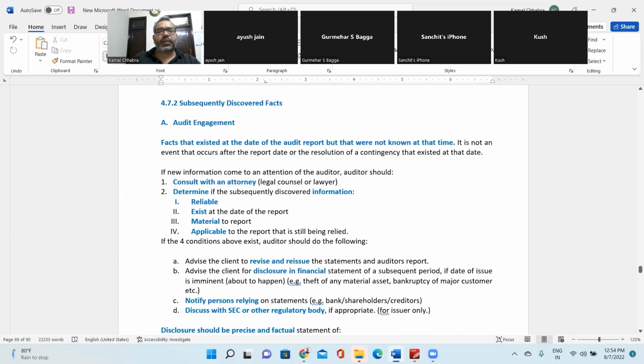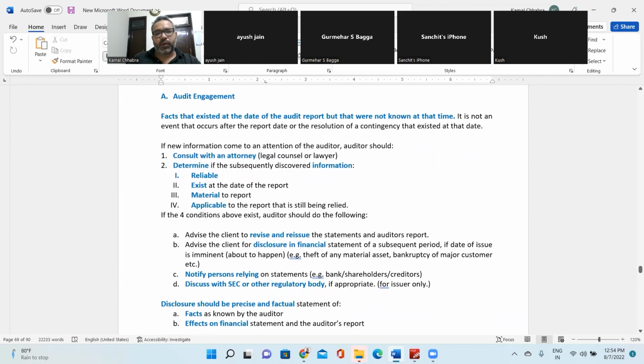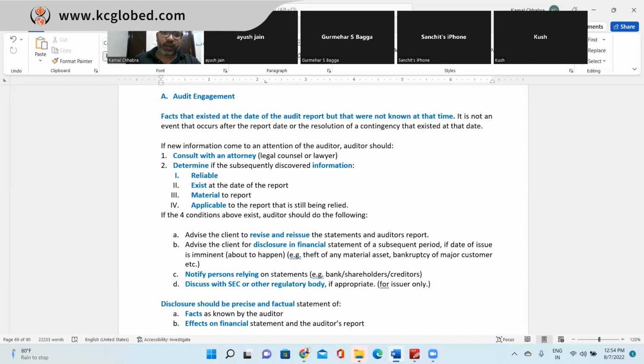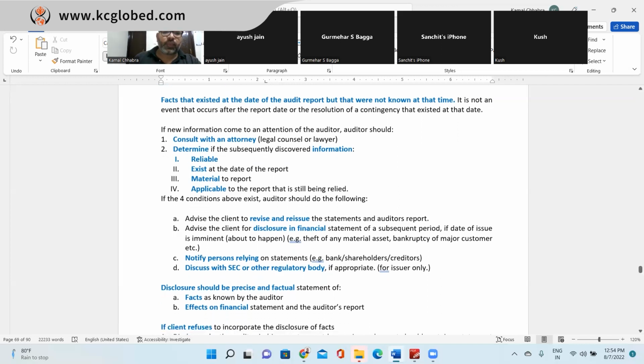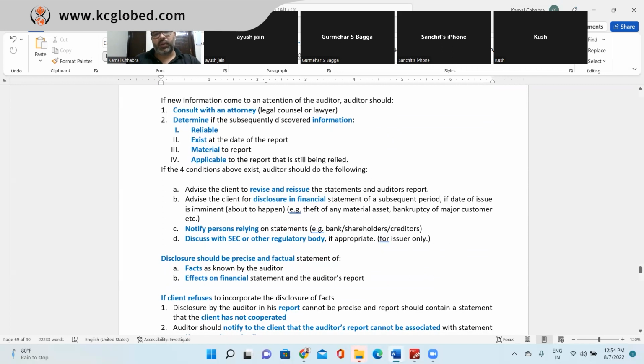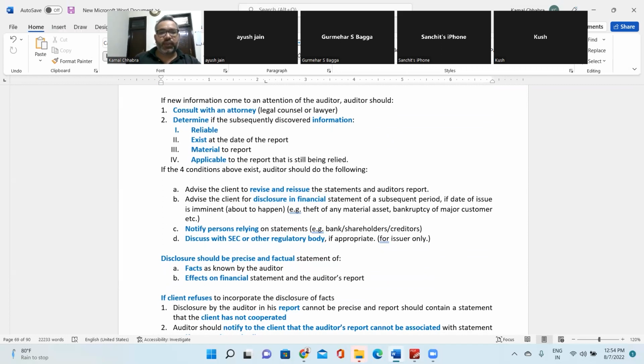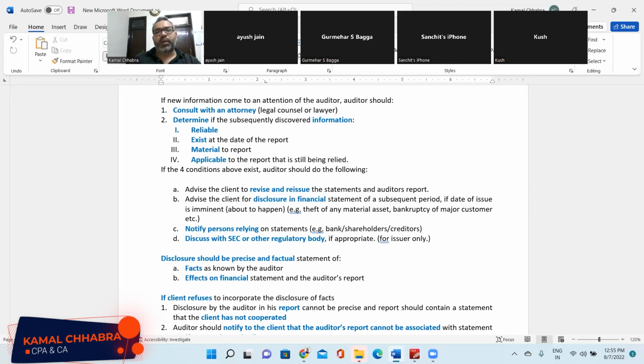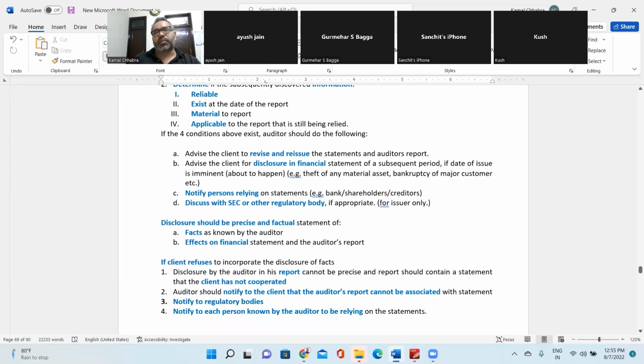Right. So in the audit engagement, these are facts that exist at the date of the audit report but were not known at that time. It is not an event that occurs after the report date or a resolution of a contingency that exists at that date. These events already existed at the balance sheet date, but the auditor was not aware of them. If new information comes to the attention of the auditor, the auditor should consult with the attorney, that is, legal counsel or lawyer. Second, determine if the subsequently discovered information is reliable, exists at the date of the report, is material to the report, and is applicable to the report that is still being relied on. If all four conditions exist, the auditor should take the following action.